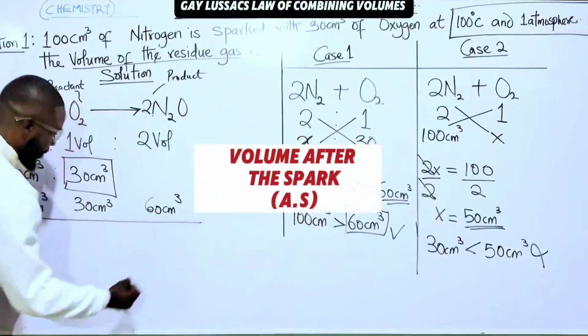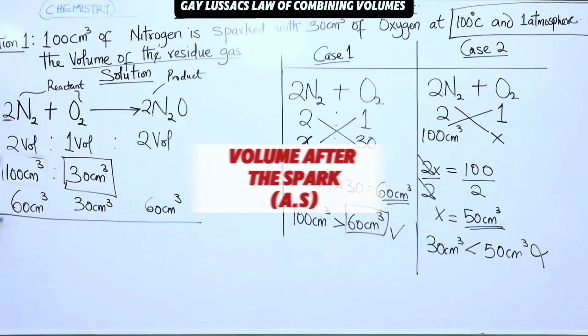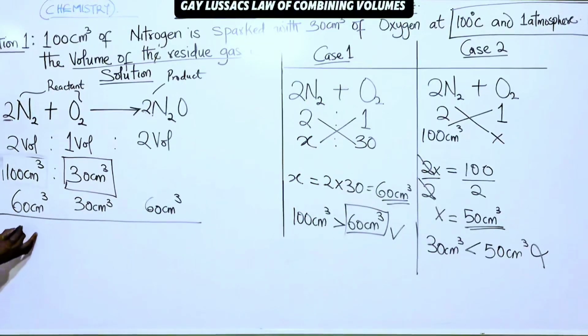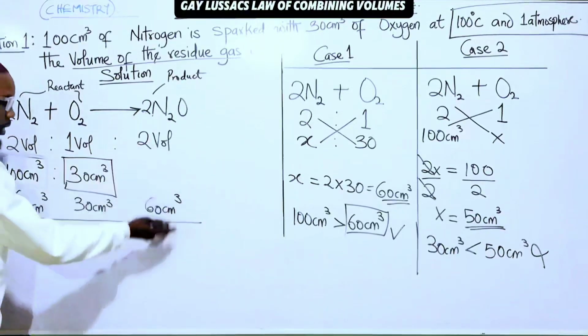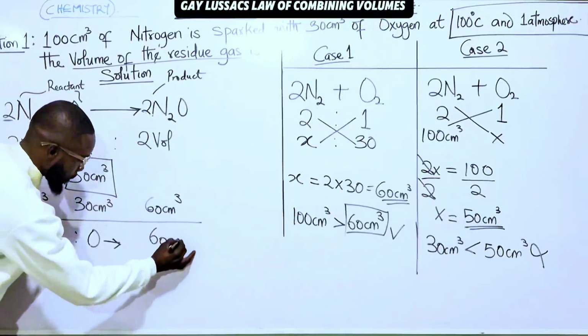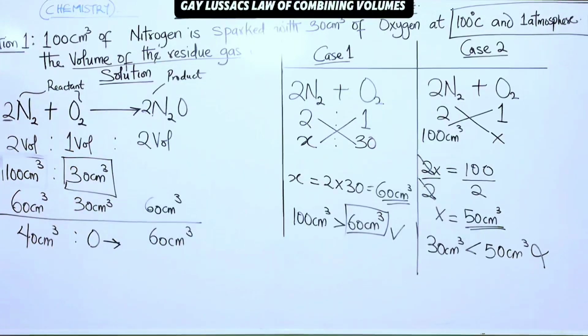Let's look at volume after the spark. If we subtract 100 minus 60, that gives me what? 40 cm cube, right? This is the one that was remaining. 30 minus 30 here is 0. And from the product side, if you watch, there's nothing here, so it's just 60 cm cube. Are we making sense now?